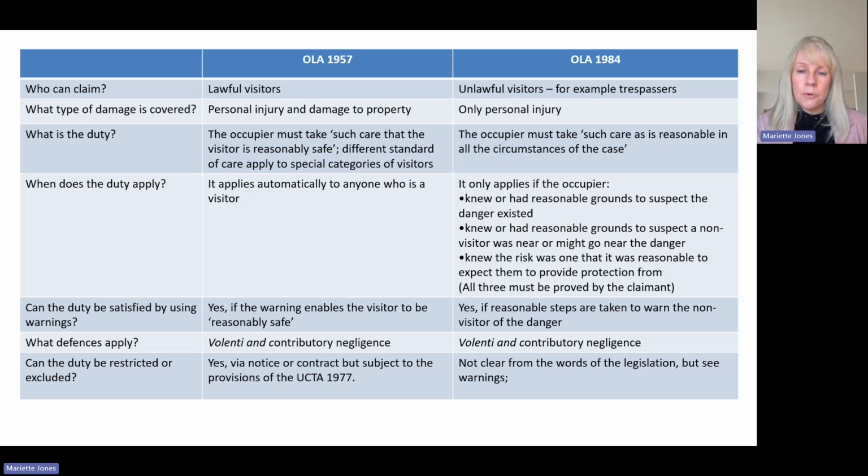On this last slide, I also give you a handy summary of the main differences between the 1957 and the 1984 Acts.